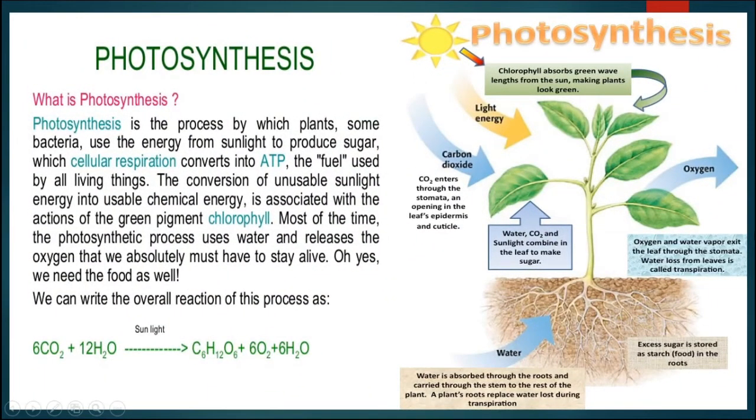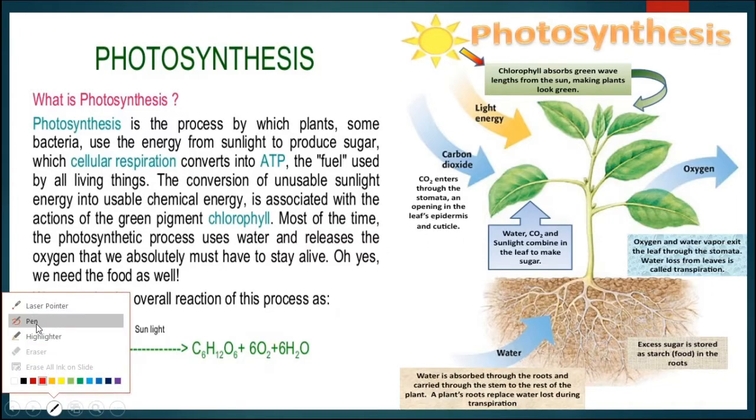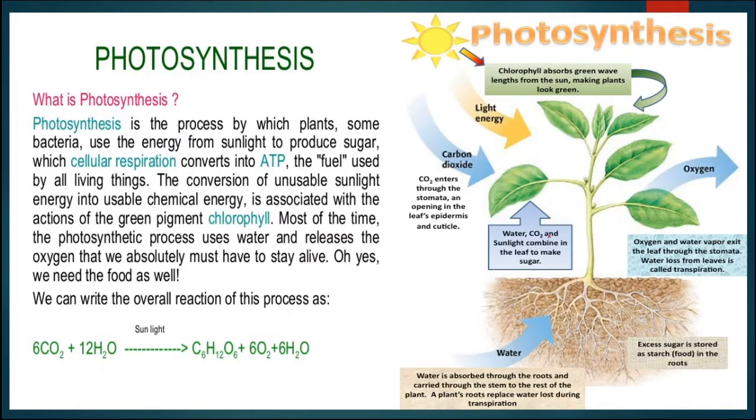For the process of photosynthesis, the plant utilizes carbon dioxide which is taken from the atmosphere, and through the stomata it enters inside the cell, and this CO2 is the raw material for the process of photosynthesis. Water is absorbed through the roots and carried through the stem to the rest of the plant. So water and carbon dioxide are the raw materials. These two will combine in the leaf to make sugar. For that, the chlorophyll present in the leaf helps in this process, and light energy is obtained from the sun. So, in presence of light energy as sunlight as well as water, carbon dioxide, and with the help of chlorophyll, the process of photosynthesis occurs.